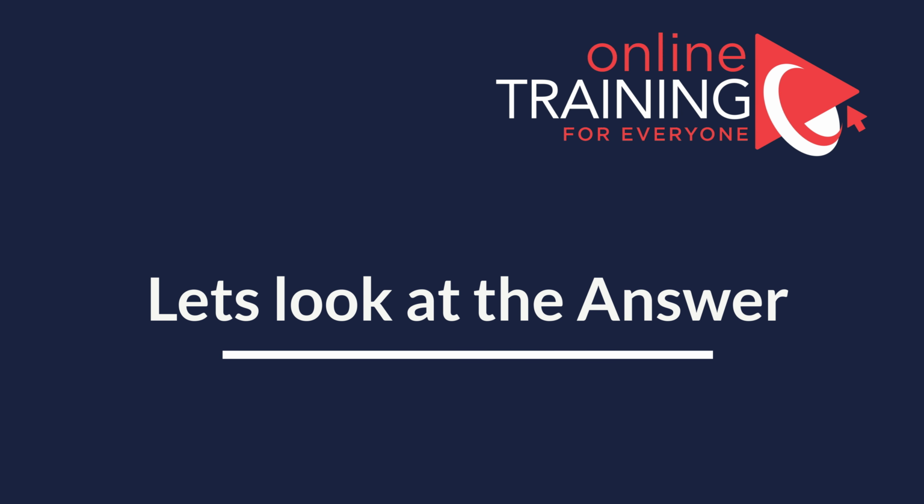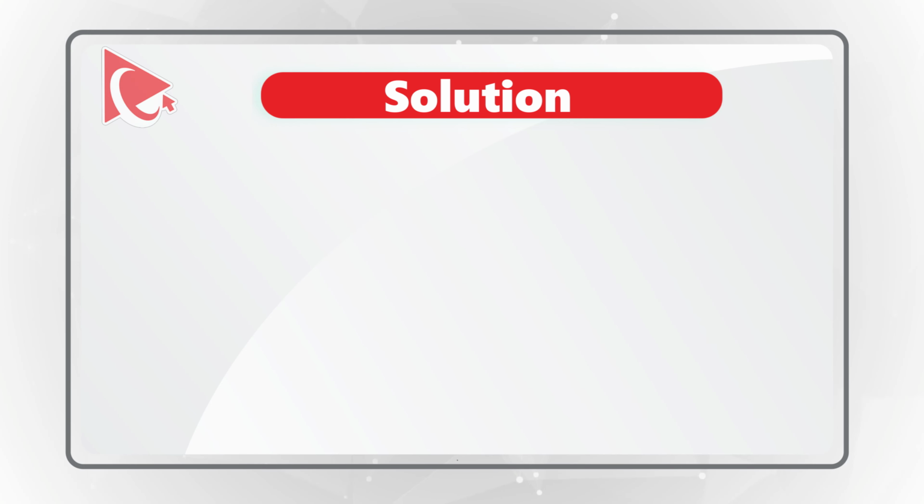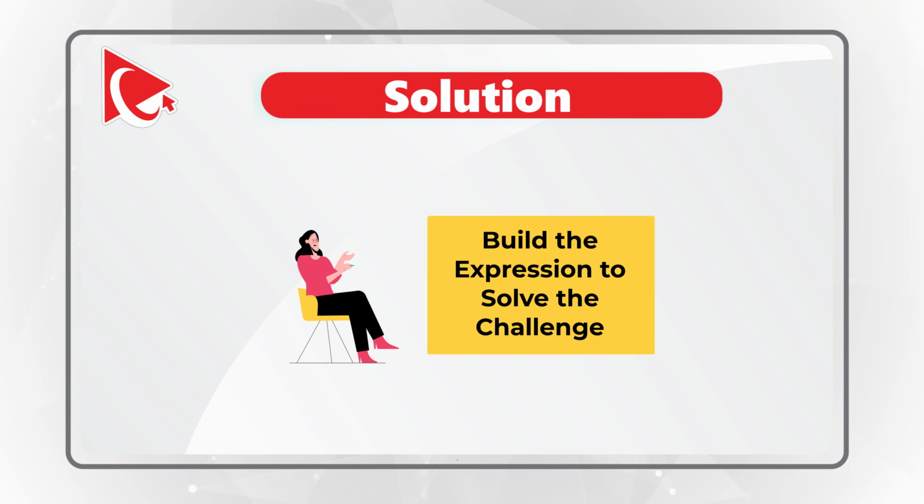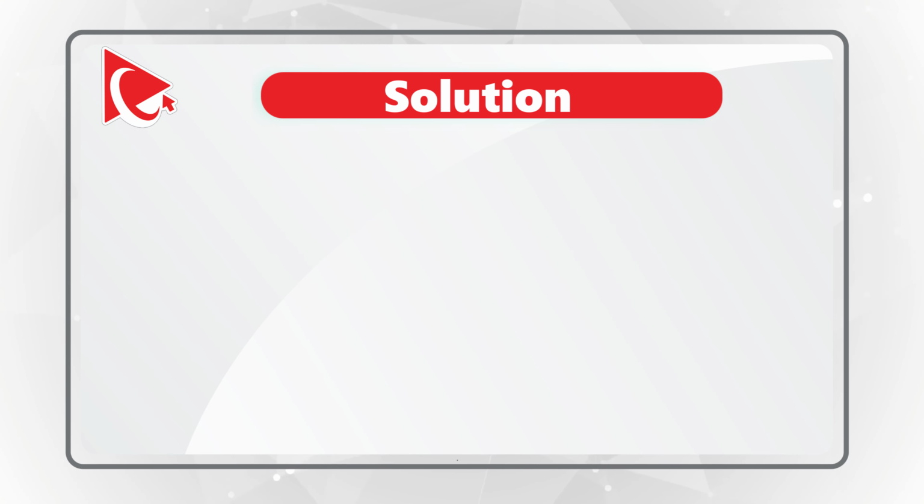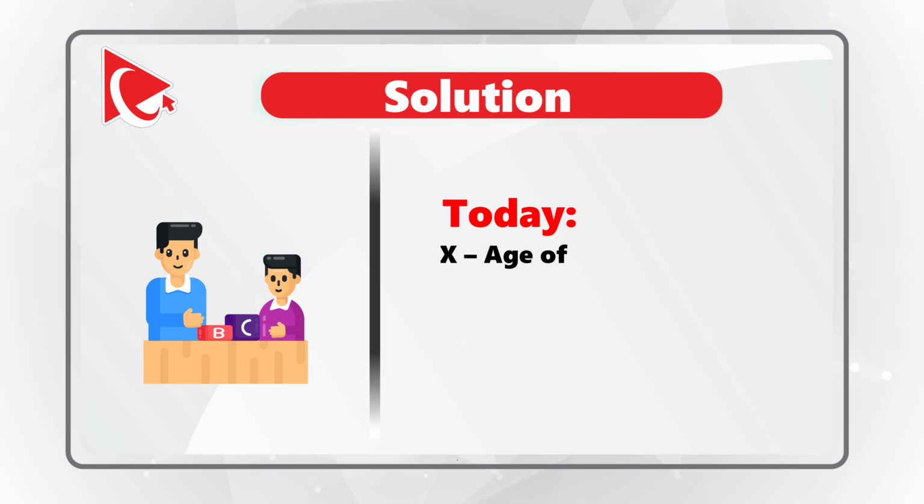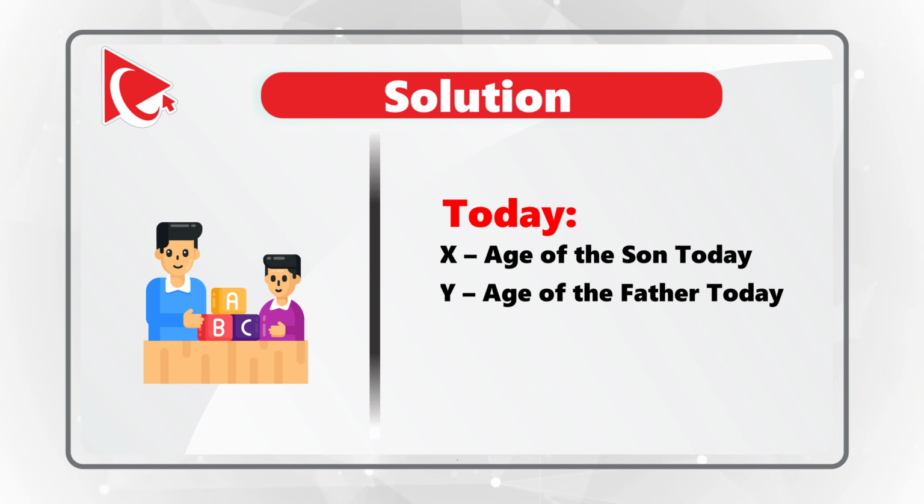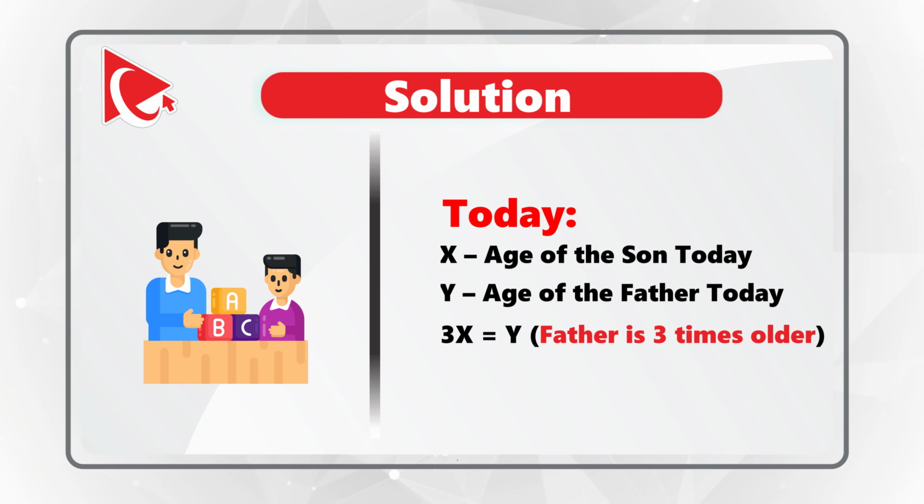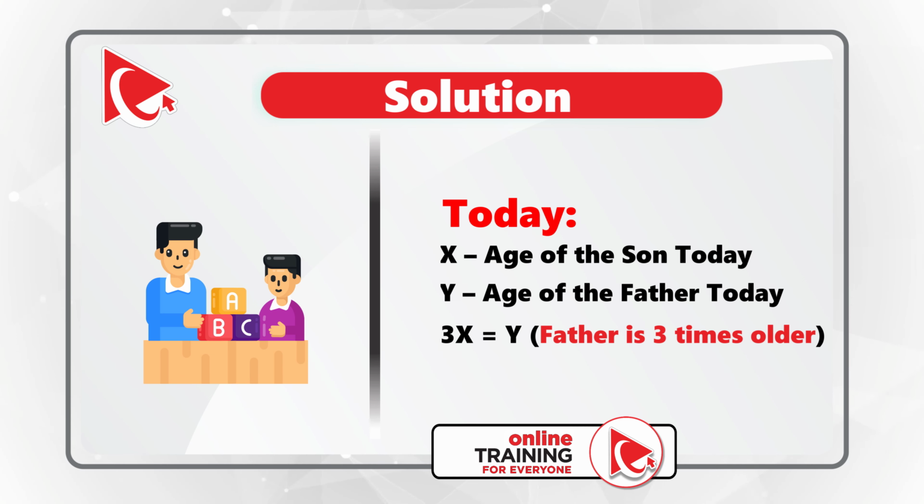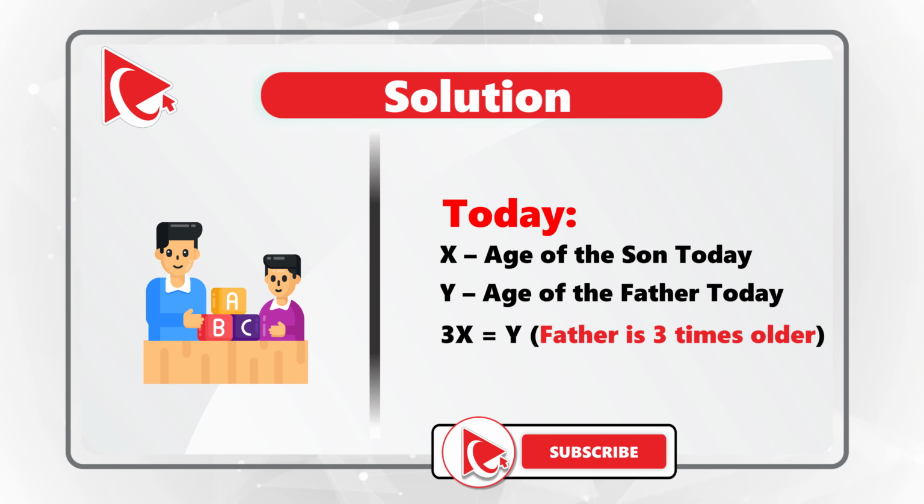One of the ways to solve this problem is to take the number from the solution and see if it will work in the math. But instead of doing that, we're going to build the expression and calculate the father's present age. In the first step, we're going to introduce 2 variables. Variable x will represent age of the son today, and variable y will represent father's age today. So our first formula is 3x equals y, which indicates that today father is 3 times older than his son.